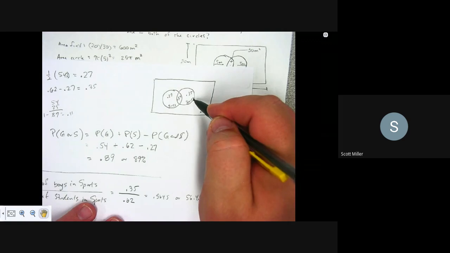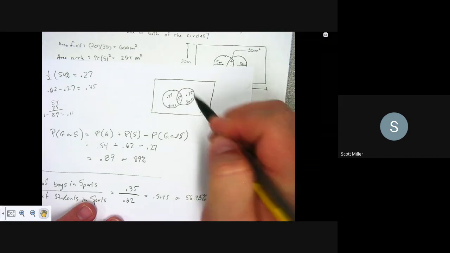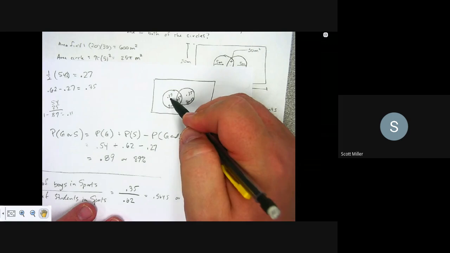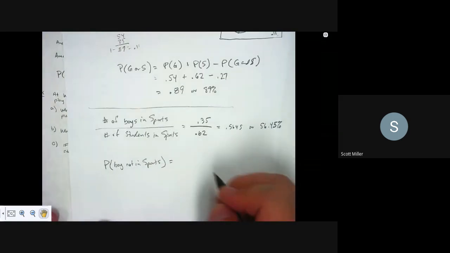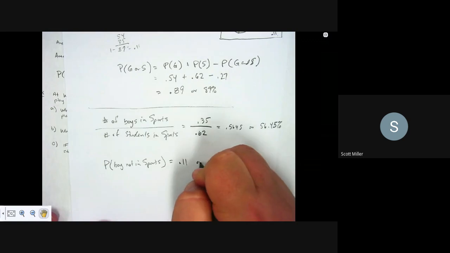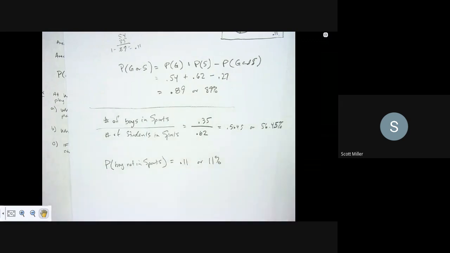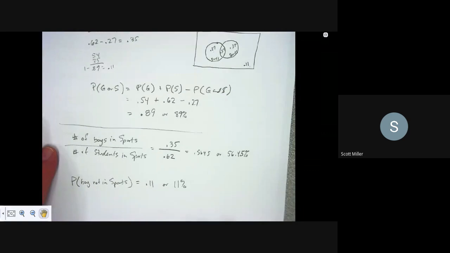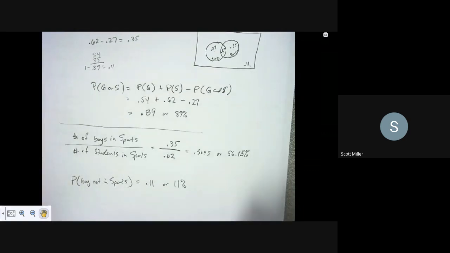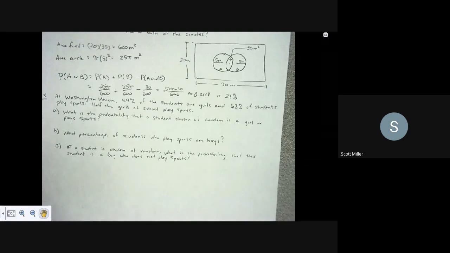And I only wanted to know the number of boys who don't play sports. And that is this number right here because that's the girls who don't play sports. This is the boys. It's straight up, that's my answer, 0.11 or 11%. So we already have that number in our Venn diagram. And that's why it's useful to use a Venn diagram to help us answer some of these questions. Okay? Let's look at another example.